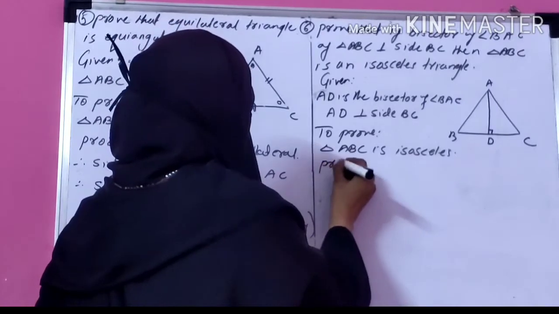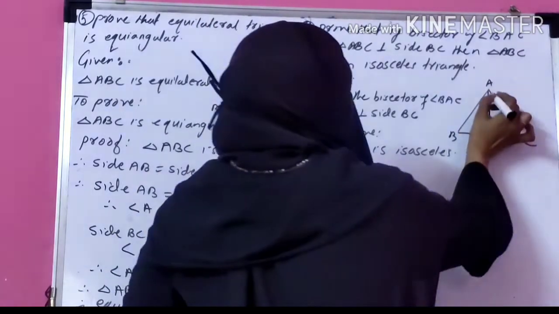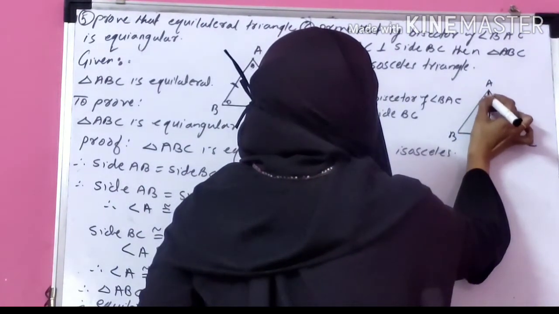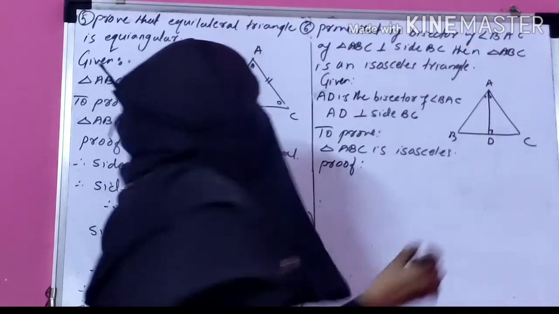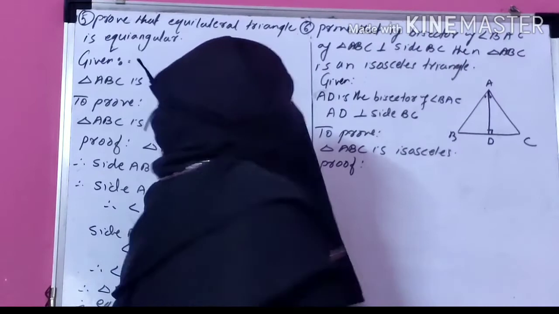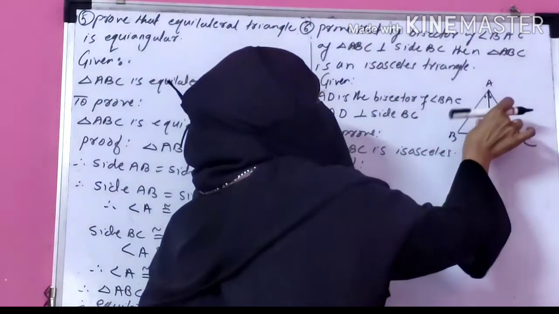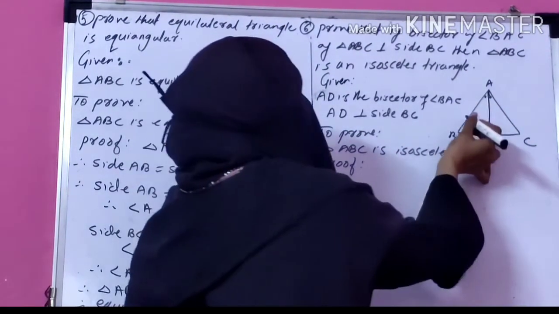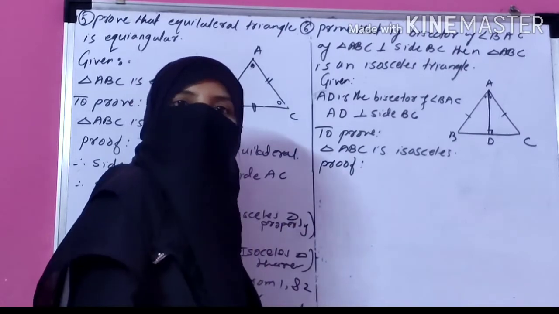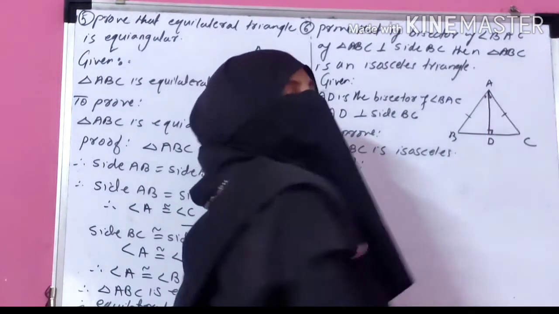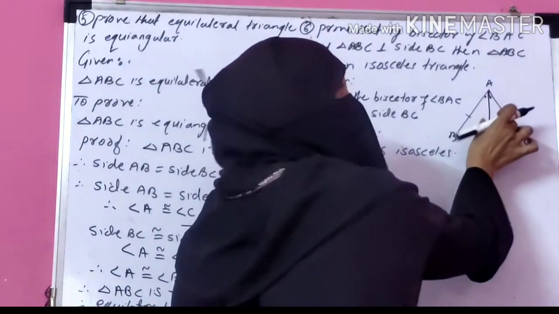So let's start your proof. If AD is the bisector, then the bisector of an angle divides the angle into equal angles. So therefore these two angles are equal. And this angle is 90 degrees. And AD is common between these two triangles. So if you prove these two triangles are congruent, then automatically you can prove AB is congruent to AC, by corresponding sides of congruent triangles. If you prove AB is congruent to AC, then the triangle is isosceles. So we have to focus on these two triangles.